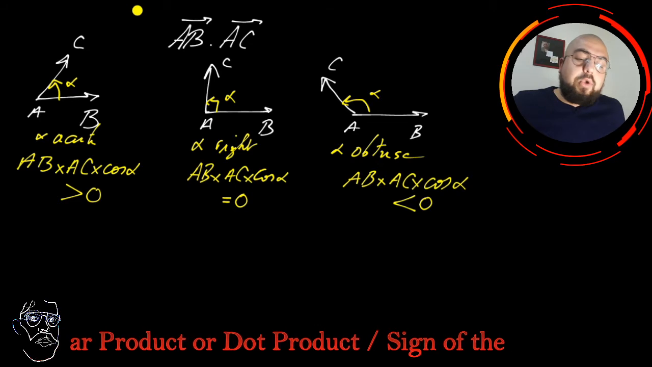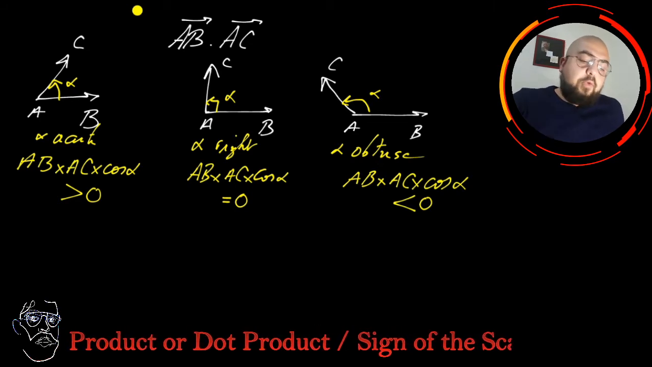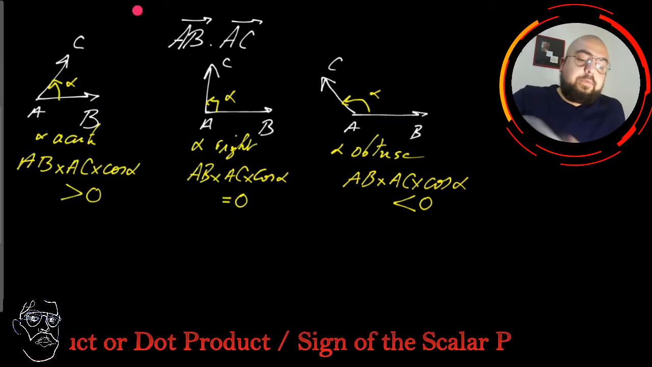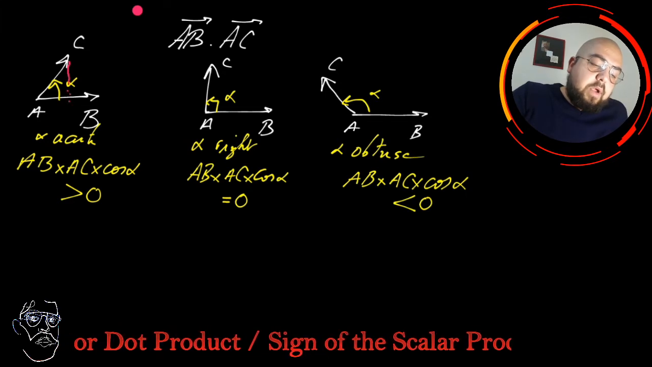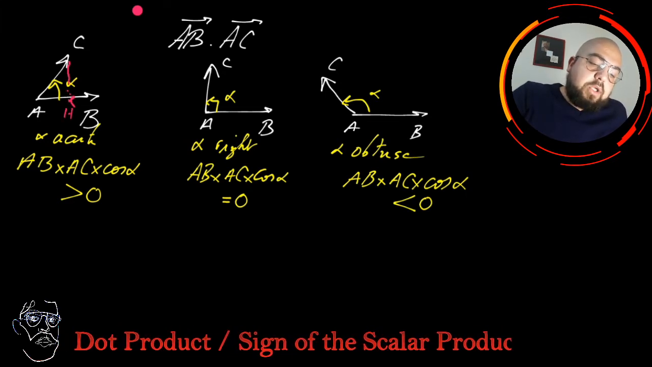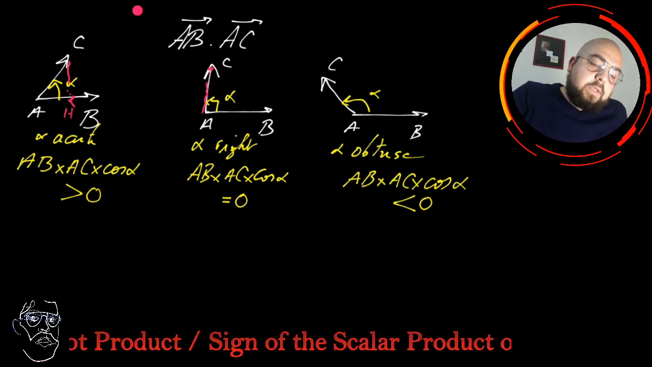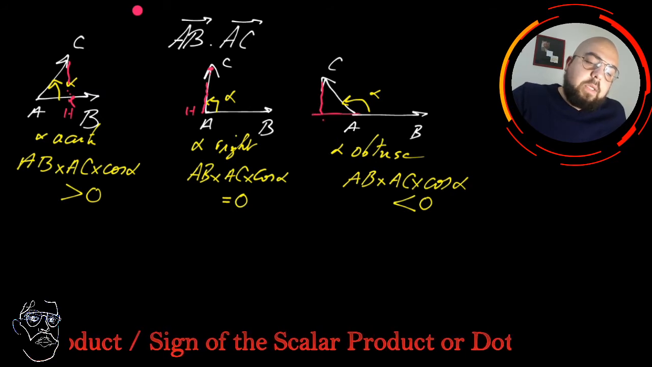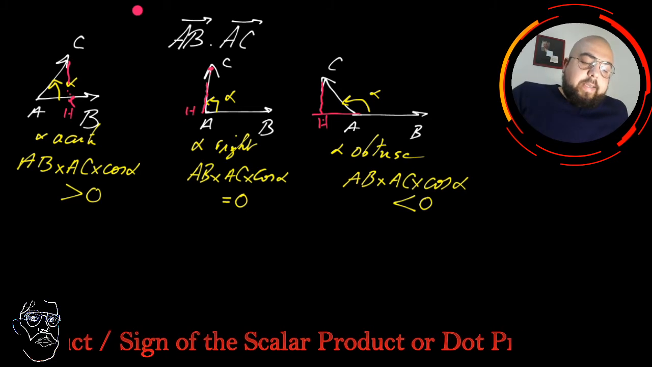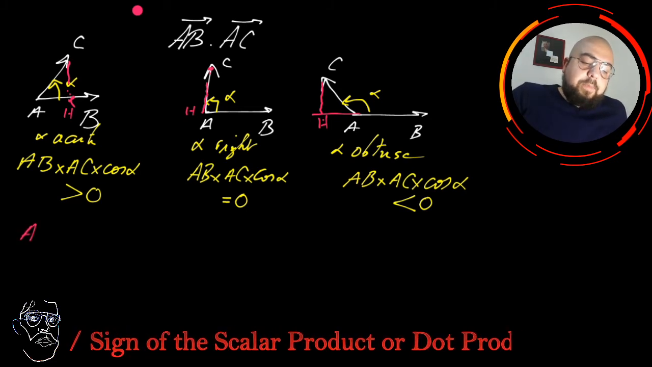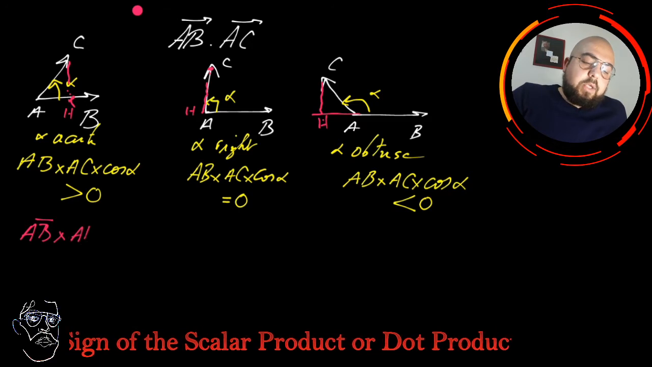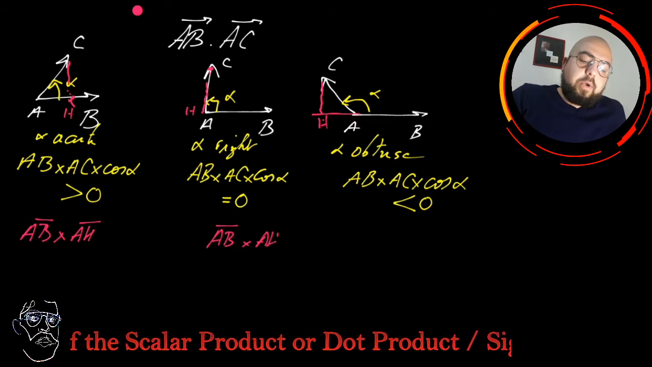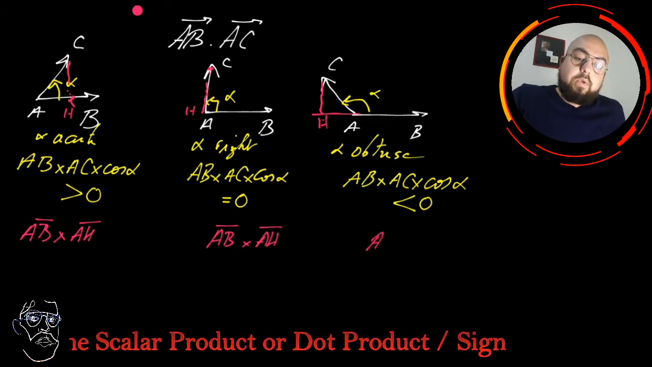This was the definition where we used AB times AC times cosine alpha. Of course, I could also use the projection. Let's say I'm going to do the projection of C over the vector AB, and I'm going to call it H. The projection of C over AB is H. I can say that the scalar product is also AB in algebraic measure times AH in algebraic measure. Similarly here, it's AB in algebraic measure times AH in algebraic measure. And the third one is also the same.